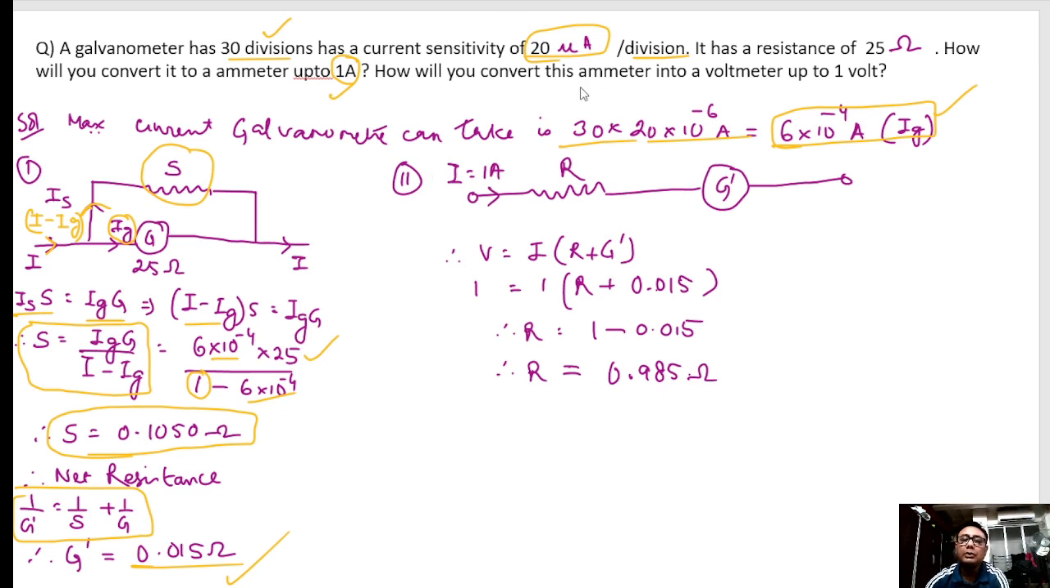Now they are telling how will you convert this ammeter? This ammeter means now the galvanometer has a resistance of this. This I want to convert to a voltmeter to measure 1 volt. Voltmeter means I should connect a high resistance in series, using this resistance G dash of the galvanometer, because they told you have to convert this ammeter now to voltmeter. So G dash I know, so I have to measure 1 ampere current. So I equal to V by R plus G dash. Voltage I want to measure is 1 volt. Current sending is 1 ampere. R I don't know, G dash I know, so we can find out the R.